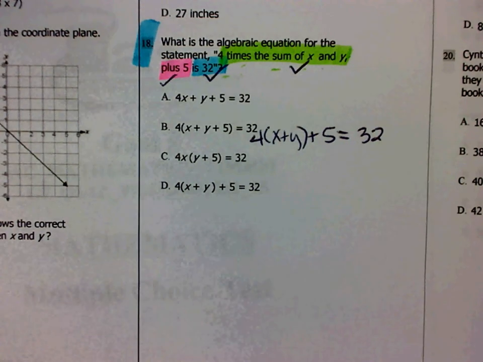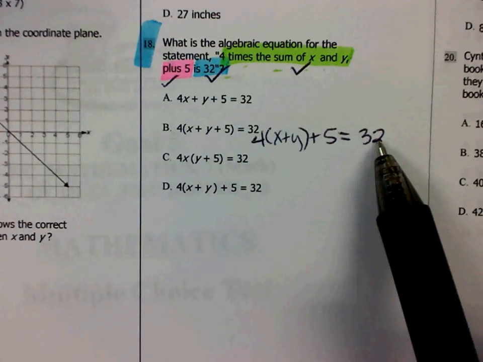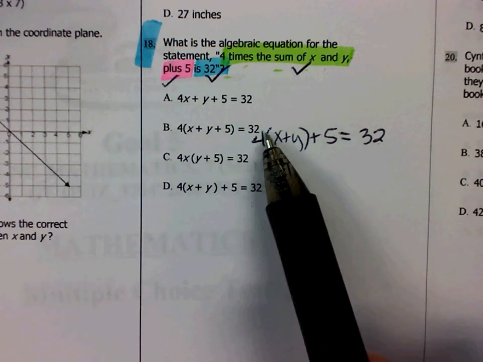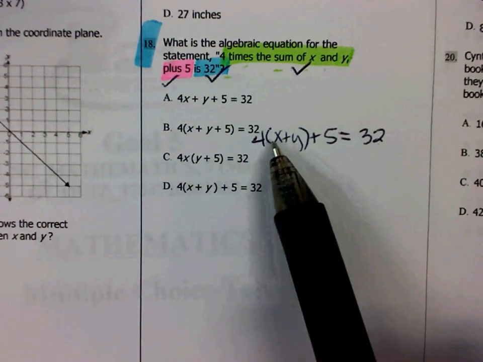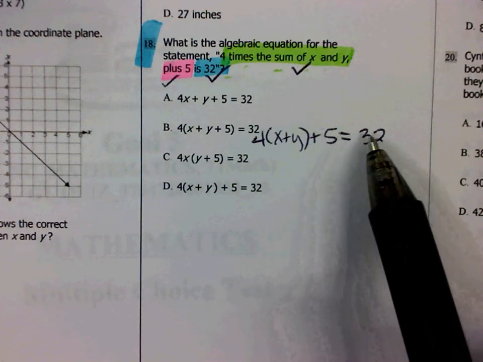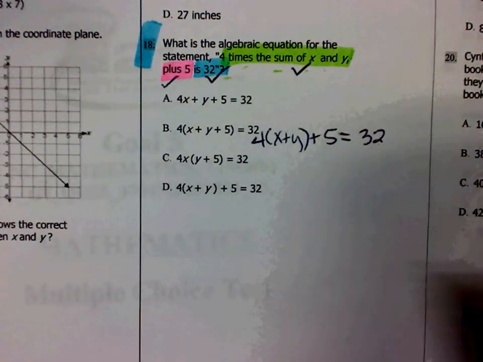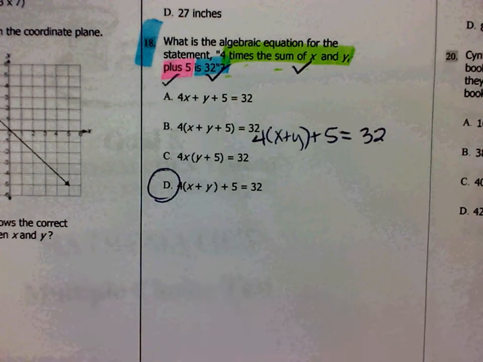As I read this problem to you, I'm going to show you down on here where these answers are. 4 times the sum of x and y plus 5 is 32. That's the first kind of problem that you could see. So in this case, the answer is D.